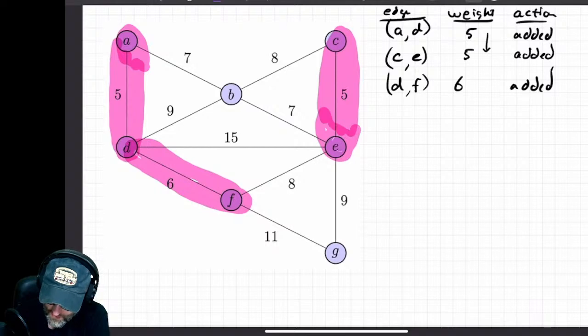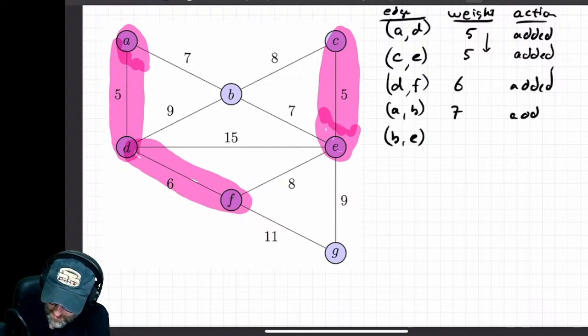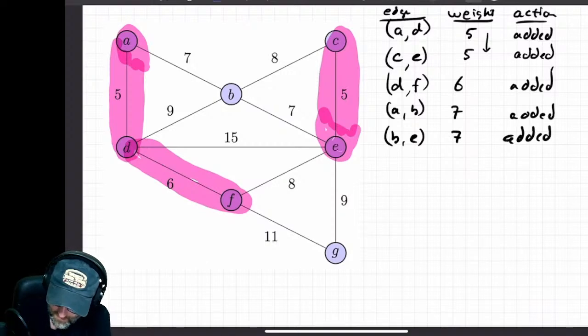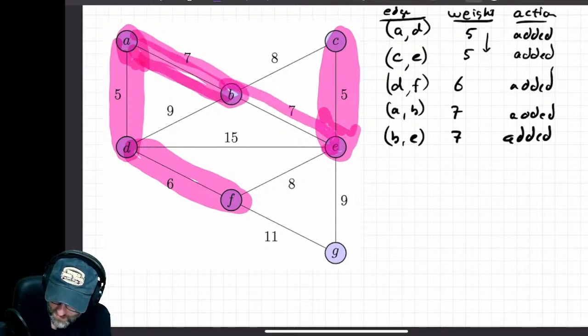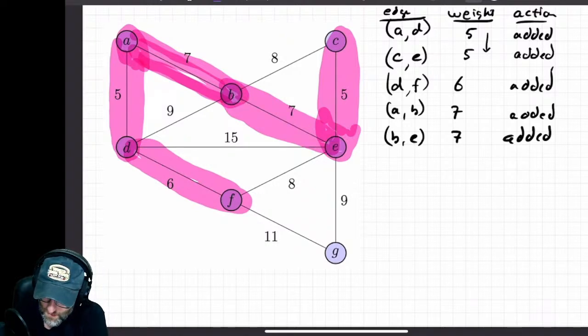Now I would consider those two with 7, and I would consider them in the same order here. A, B, 7, and I would add that because that would not induce a cycle right there. And then I would add B and E, and again that would not induce a cycle, so I've ended up adding those. So here's my tree so far. At that point, again, I would end up reconnecting these two trees right here. Okay. So there's my tree so far.